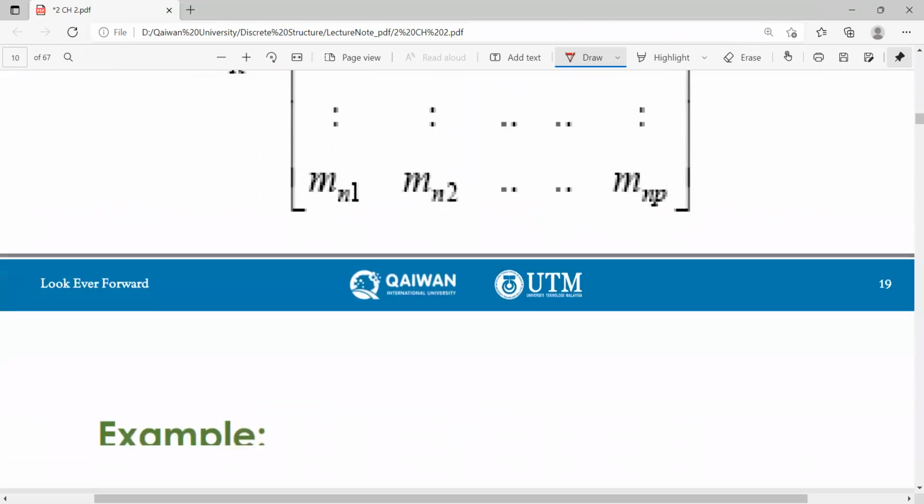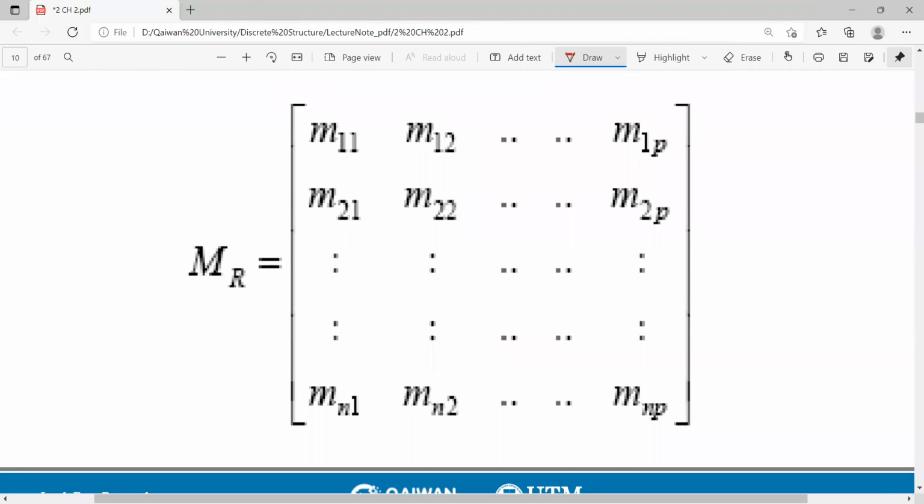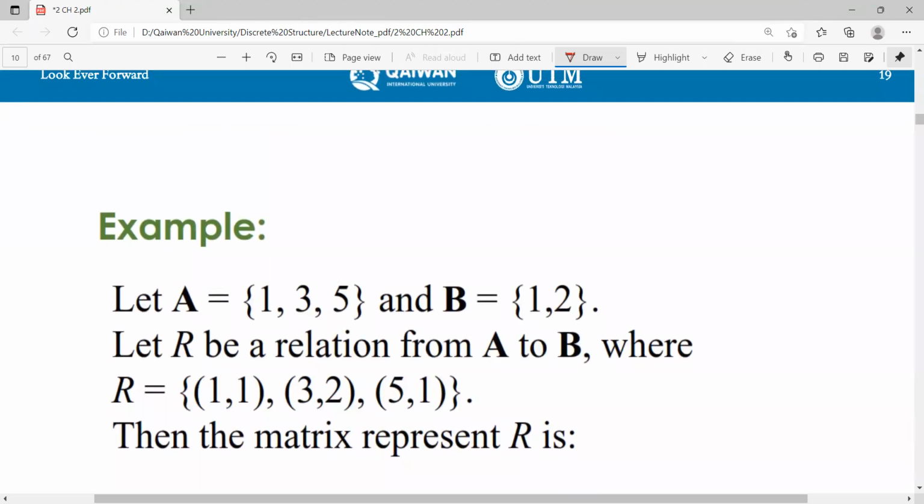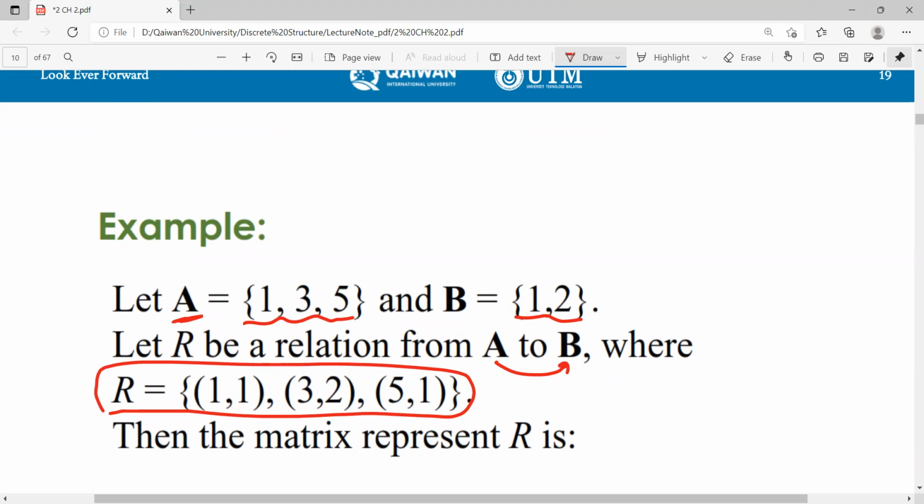That's the matrix that I talked about here. As I said, we have n rows and p columns. Look at this example. We have these two sets. A is 1, 3, and 5, and B is 1 and 2. The relation from A to B is as follows. Here we have 1, 1, 3, 2, and 5, 1. We have only these elements in the relation.